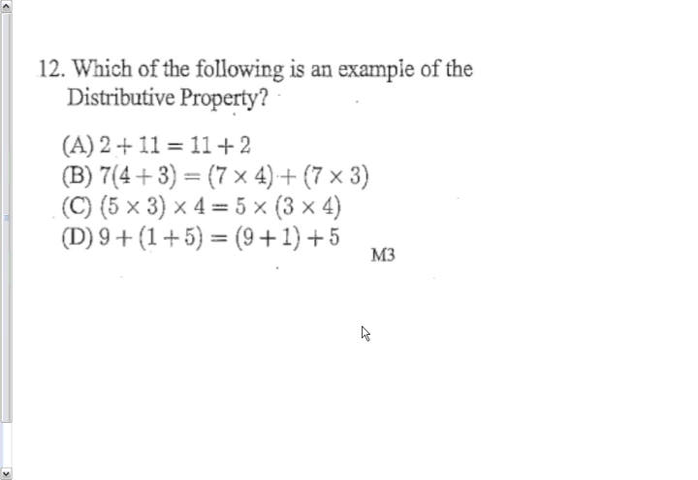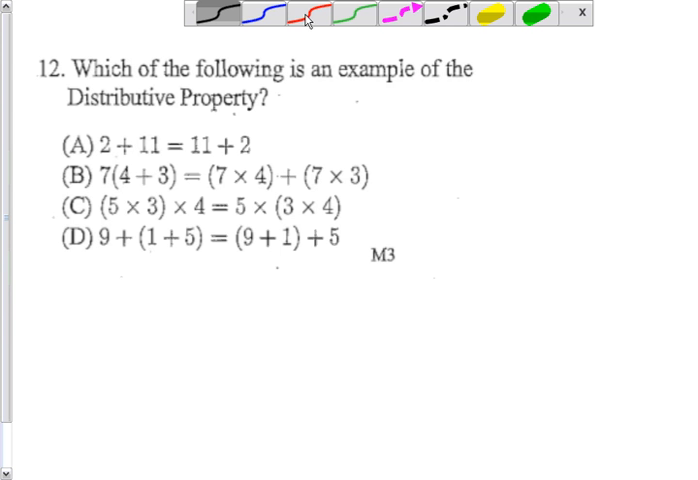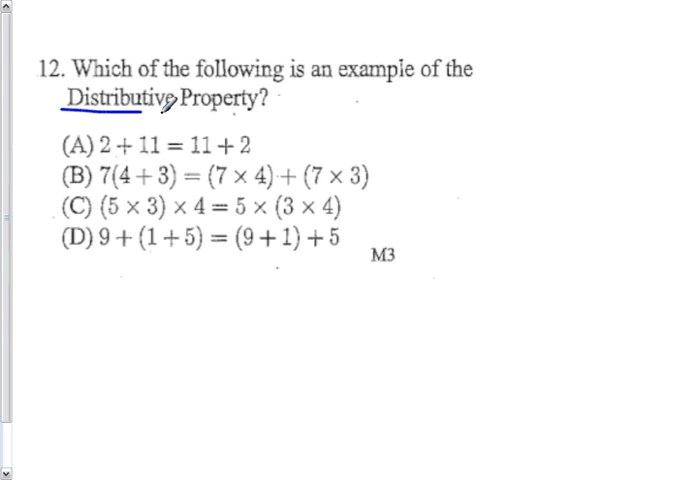And question number 12. Which of the following is an example of the distributive property? And if you will remember, underline a few things here. Distributive property means that we need to distribute some number, which means multiply some number through another set of numbers that are in parentheses. So let's look through each one of our answer choices. I'm also going to discuss what each one that is incorrect might be.